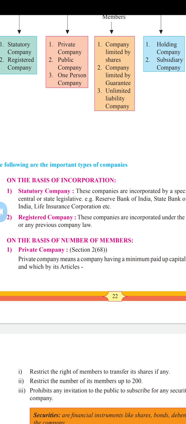And there are some terms and conditions about the private company. First is restrict the right of members to transfer its shares. That means there are restrictions on the transfer of shares by the shareholders. That means the shares of a private company are non-transferable, in short. Then second is restrict the number of its members to a maximum of 200. There is a limit for the private company on the membership of shareholders. The members of the company should be within the limit of 200. Then third is prohibits any invitation to the public to subscribe for any securities or deposits of the company. These are the terms and conditions for the private company.